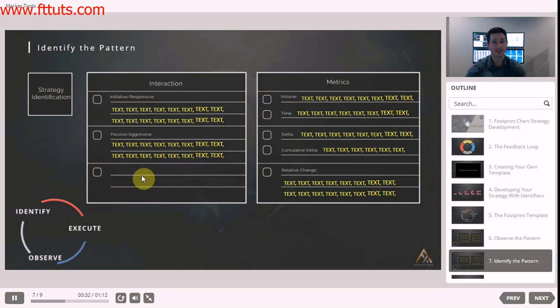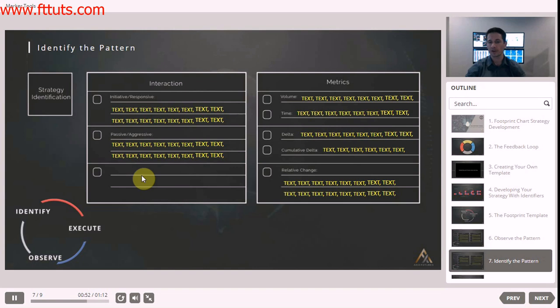Was there passive or aggressive type price action? So it's the real interaction between the buyers and sellers that we're going to focus on. Then we're going to talk a bit about metrics. Some of the metrics we're going to focus a lot of attention on in the template is volume, time, the delta, the cumulative delta, as well as the relative changes.